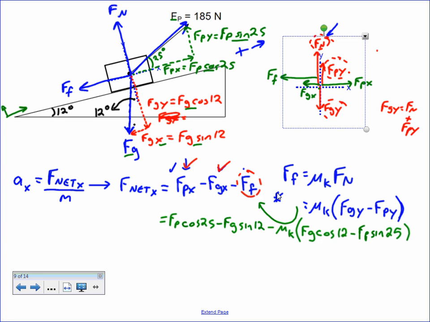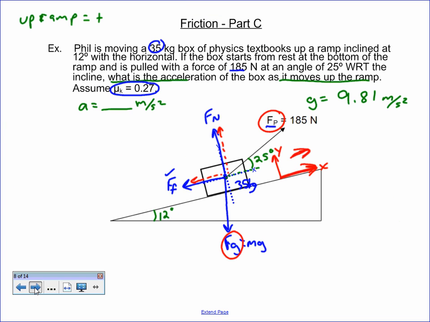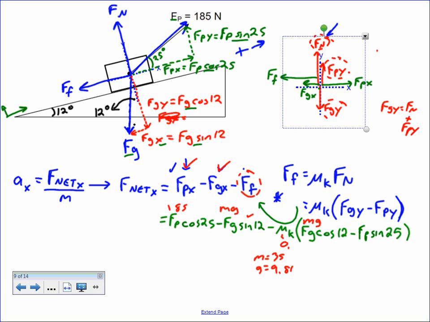So let's check. Fp is 185. Cos of 25 we can calculate. Fg is going to be mg, where m is 35 and g is 9.81. Sine 12 we know. Mu k is, I forget what mu k is. Let's go back and take a look. Mu k is 0.27. Fp is 185.